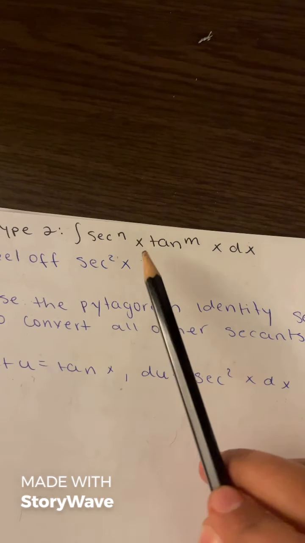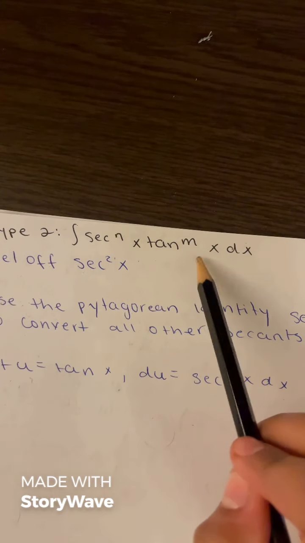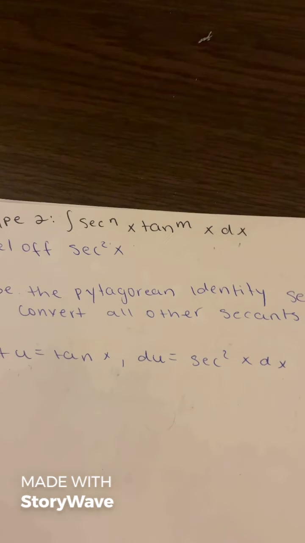Okay, so for type number 2, it's kind of the same thing. It's just a little bit different. As you might already notice, we have secant and tangent instead of cosine and sine. So we have the formula right here, so you guys can see. We have secant to the power of n x times tangent to the power of m x dx. That's how you have it.